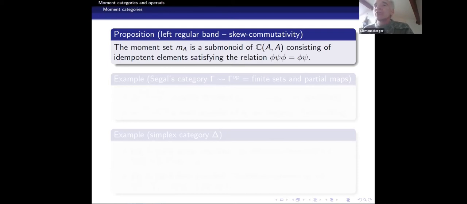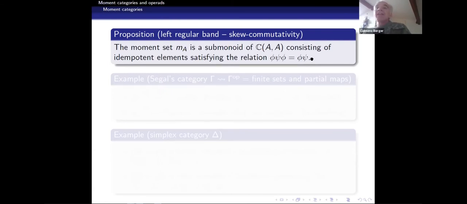If you look at all moments of an object, then normally it's just a set. But it turns out that you can compose these endomorphisms and you get automatically another moment. So the set of moments of an object is a submonoid of the endomorphism monoid of an object. Now in general, these moments do not commute, but they have some kind of skew commutativity, which is expressed by this relation: phi psi phi equals phi psi. This relation is true for any two moments of the same object.